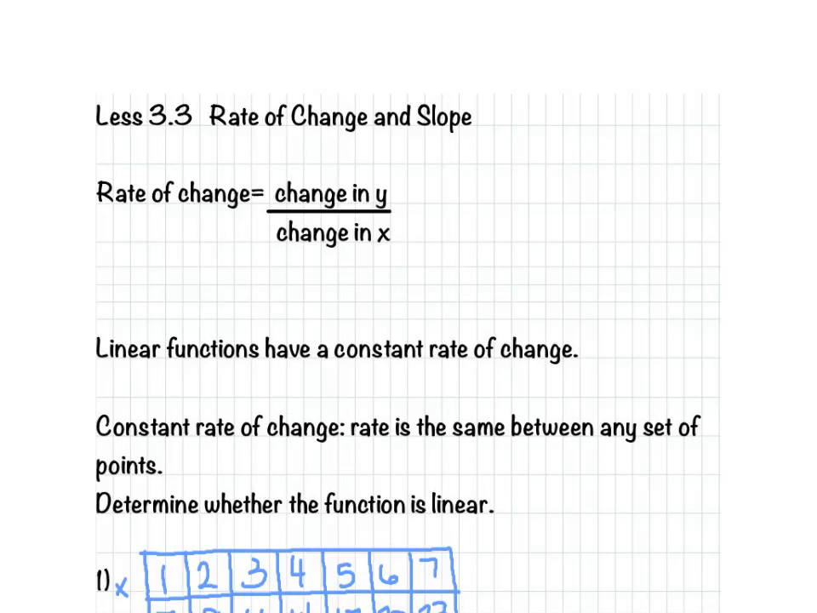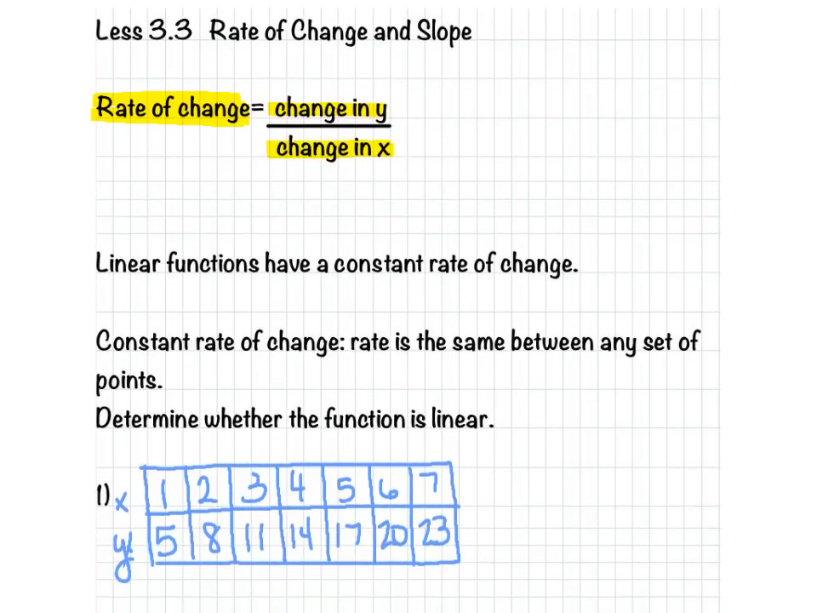This is lesson 3.3, and today we're going to study rate of change and slope. By way of definition, write this down. The rate of change equals the change in y over the change in x. The rate of change in an equation equals the change in y from point to point divided by, or over, the change in the x.